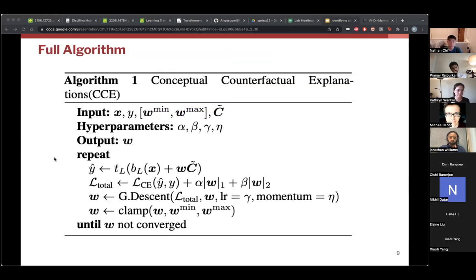So combining all of that, deriving the same thing for W min. The rest of this algorithm just proceeds via gradient descent and then just clamping the W between these two values until W has converged. So this is the optimization problem.